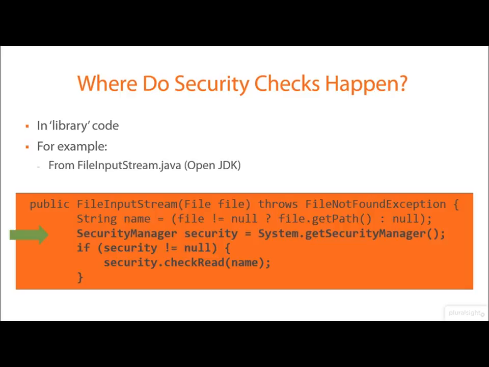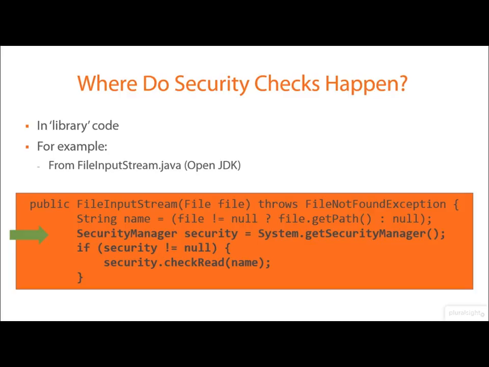So for example, if we take a look at the sources that we can download now from the JDK, this is from the FileInputStream.java class that's part of the OpenJDK. And we can see here the constructor of a FileInputStream tries to get a reference to the security manager. So we call System.getSecurityManager. If a security manager has been loaded, so we've either specified on the command line we want a security manager, or indeed we've created one inside our application, then this returns a non-null value.